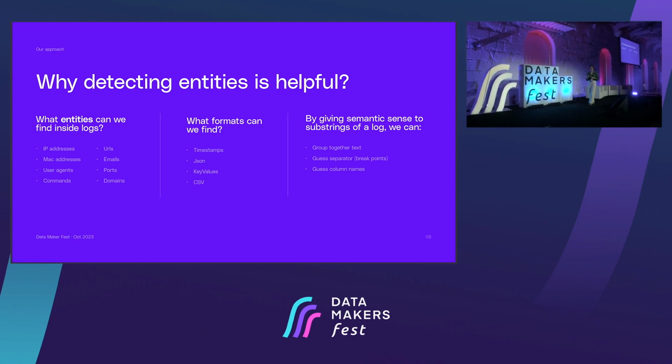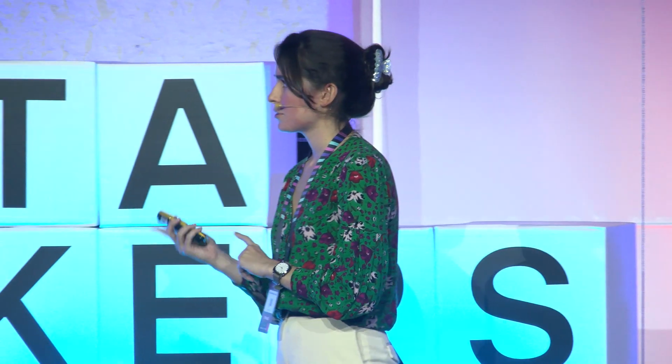At the same time, we have other things that we call formats. They don't mean anything. For example, JSONs, key values, CSVs, or even timestamps. They don't have a real meaning, but they can help us with the parsing discovery problem, which is one of the things I'm trying to do here.